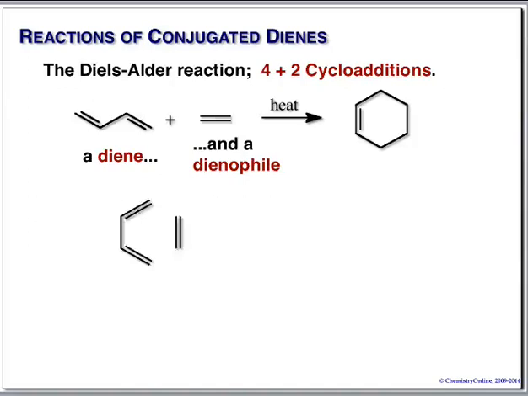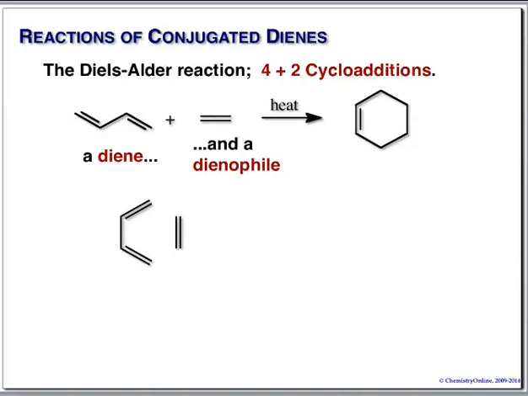This happens this way. Here's our diene. Now you'll note that I have rotated my diene into what's called the S-cis configuration. So both double bonds are on the same side. Remember, we do have rotation possible around here. Takes a little bit of energy, but you can do it. And we get the S-cis configuration.